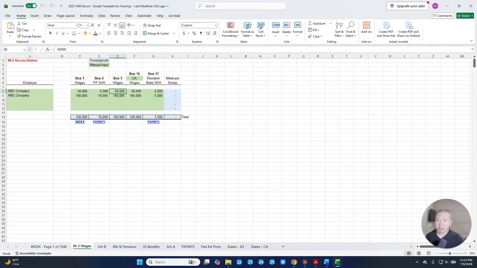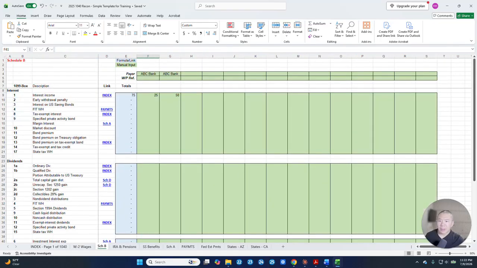Typically doesn't affect your Medicare at all. I think unless it goes up to 250, then it has a formula in here. So let's just keep this what it was. You can also change this to, and then blue is a formula, green is kind of what you would manually input. So this one assumes this is California. California, same wages. State withholding is $2,500. Assumed interest from 2 banks, $25 and $50.